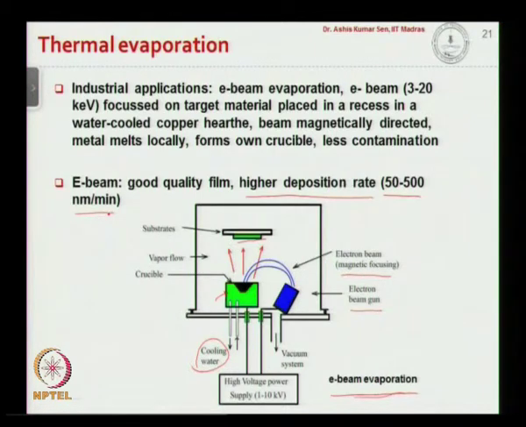But the downside of e-beam evaporation is the setup is expensive, and you would need a sophisticated arrangement of magnetic focusing of the electron beam onto the metal.